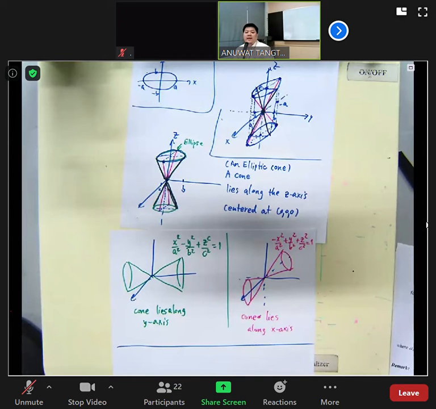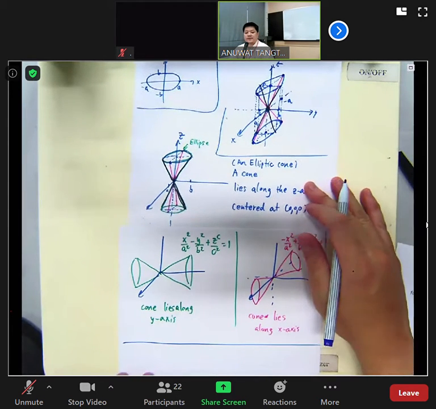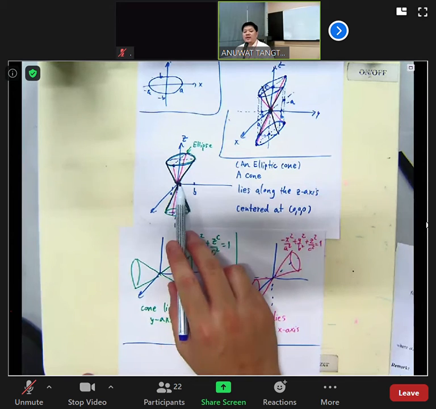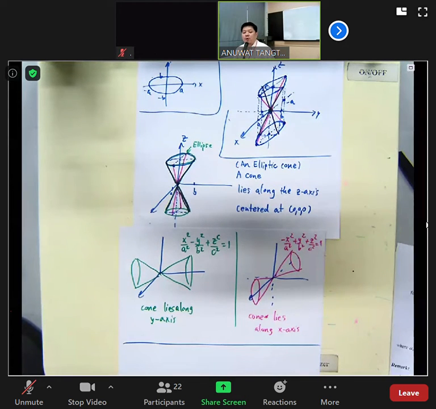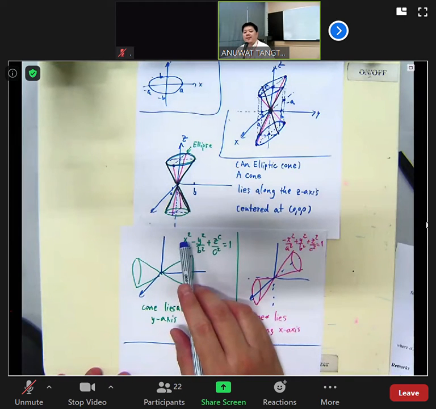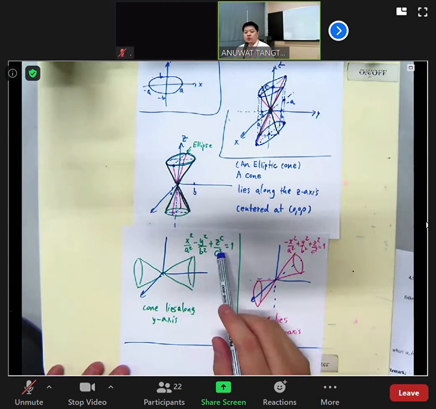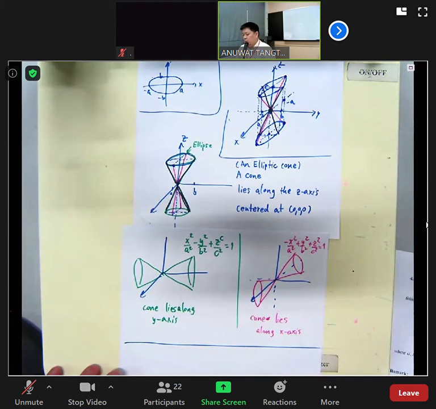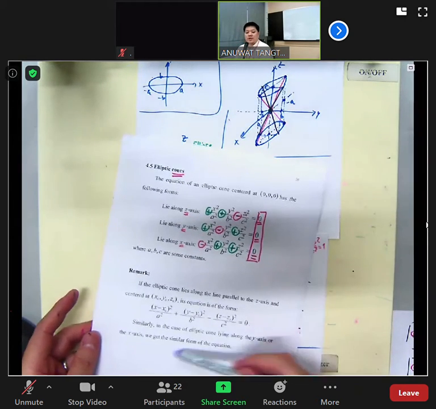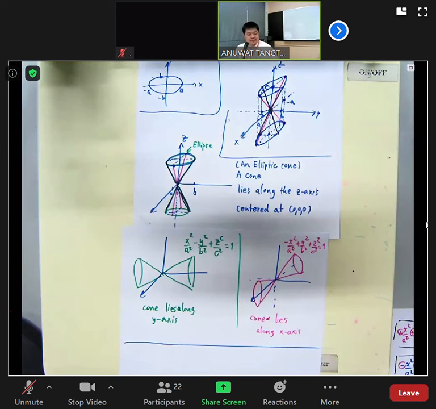Okay, and similarly to other surfaces, the center of the elliptic cone can move to another point x0, y0, z0. So you can just replace x by x minus x0, y by y minus y0, and z by z minus z0 to get the new center of the cone. Okay, so the information here is given in your lecture notes.